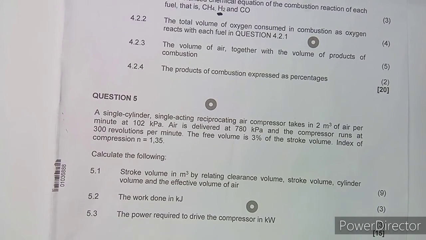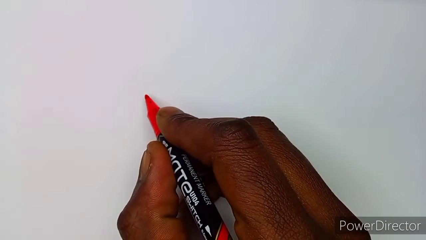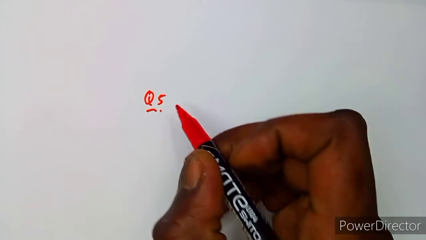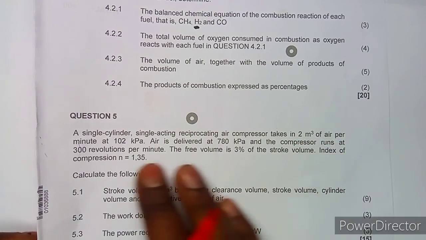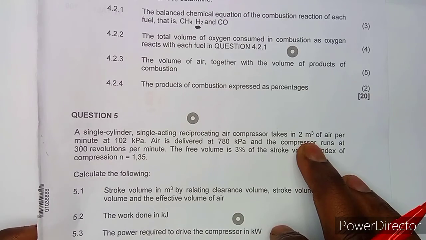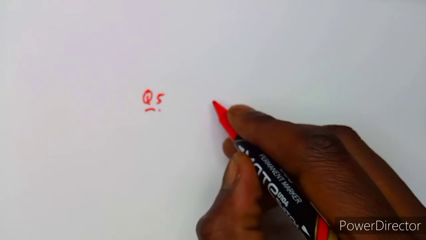All right, on question 5, we are now given a compressor. That is a question on compressors, where we are given a single cylinder, single acting, reciprocating air compressor. Let's write down the information that we are given, guys. This is Q5. I'm going to show you the steps, because this type of question repeats, so I'm going to show you how you answer it. You have your volume of air per minute, the one it is taking in. That is your VE.